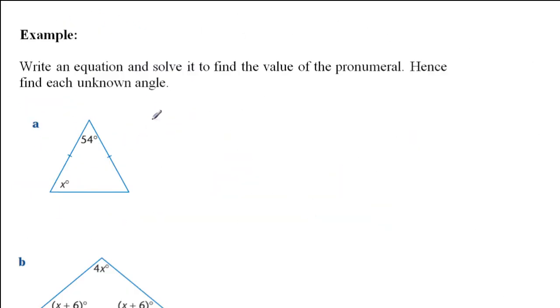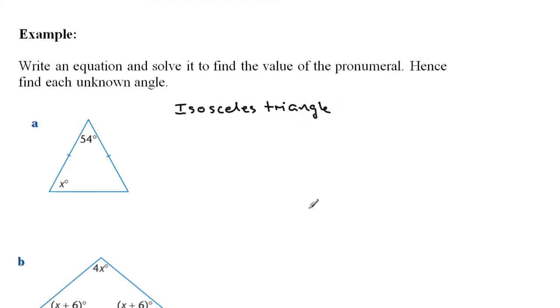Let's look at how we can write an equation and then solve it to find the value of a pronumeral. In doing this, we actually find the unknown angles. So in this case, we have an isosceles triangle, and we know this because the two sides are equal. So we'll write this down, an isosceles triangle. And we know it has the base angles equal.